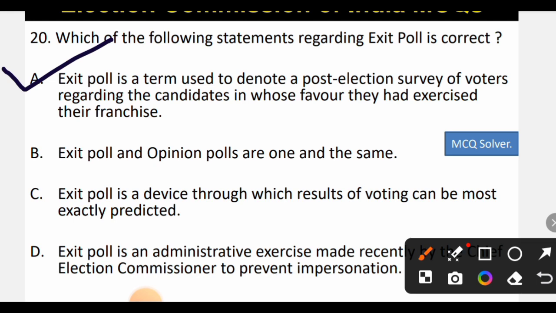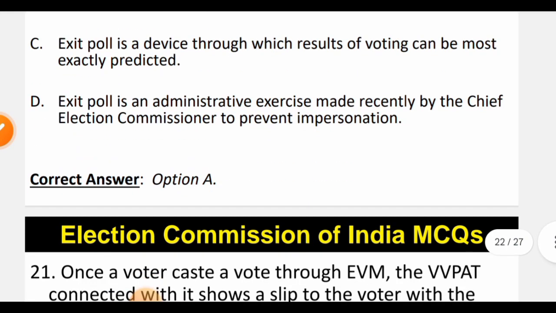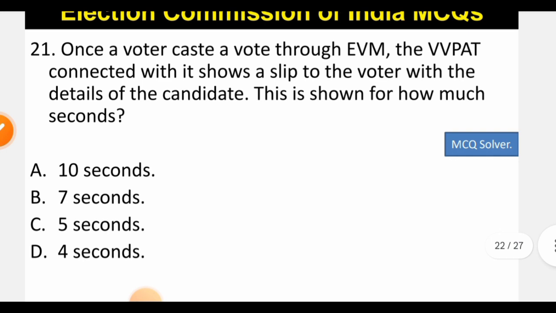Exit poll is done after the voting is done, but opinion poll is made before the voting. So these are the differences. Please remember that A is the correct option. Now let's move to question number 21.